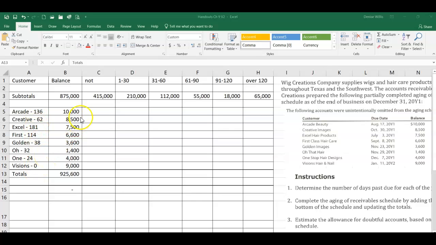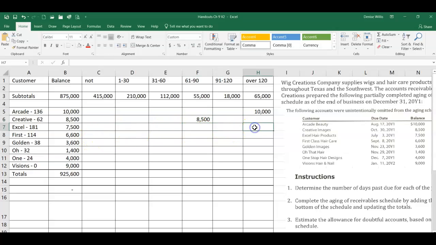Okay, so all we're going to do now is we're going to take the amount, and I think you have to go ahead and enter this into Cengage from this information over here. I've just already put it in here. The $10,000 for Arcade, how past due is it? It is 136 days past due. So we repeat that 10,000 over here in the over 120 category. Creative is 62 days past due. That falls into 61 to 90. So we repeat the 8,500 here.